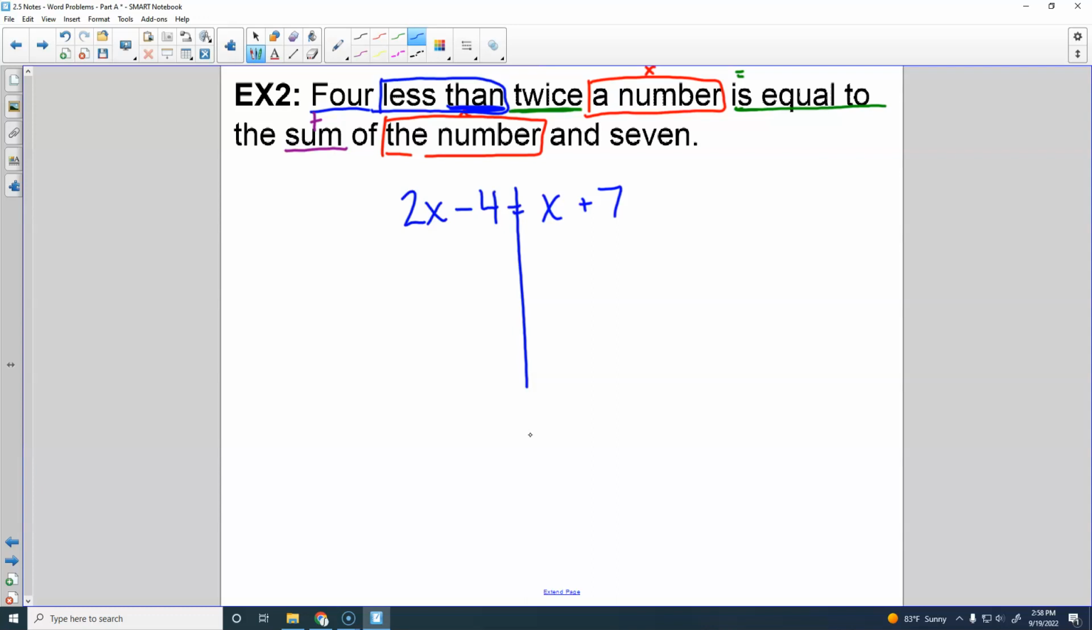So, Camo, what would I do to solve this equation? Very good. I'll subtract that x. And that will just give me a single x minus 4 equals 7. And then, Camo, what's the last step here? Add that 4. So what do I get for my answer? 11.